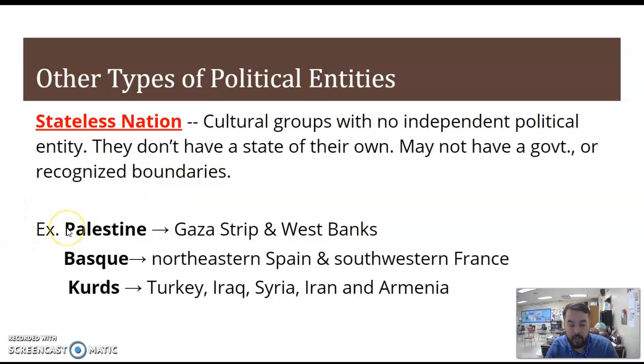So great examples of that, some of which we've already talked about this year, are Palestine. Remember, they are not technically their own country, but people identify as Palestinian. The Basque people between Spain and France, and then the Kurds, or the Kurdish people, that we're going to talk about later in this unit, that live in Turkey, Iraq, Syria, Iran, and Armenia.